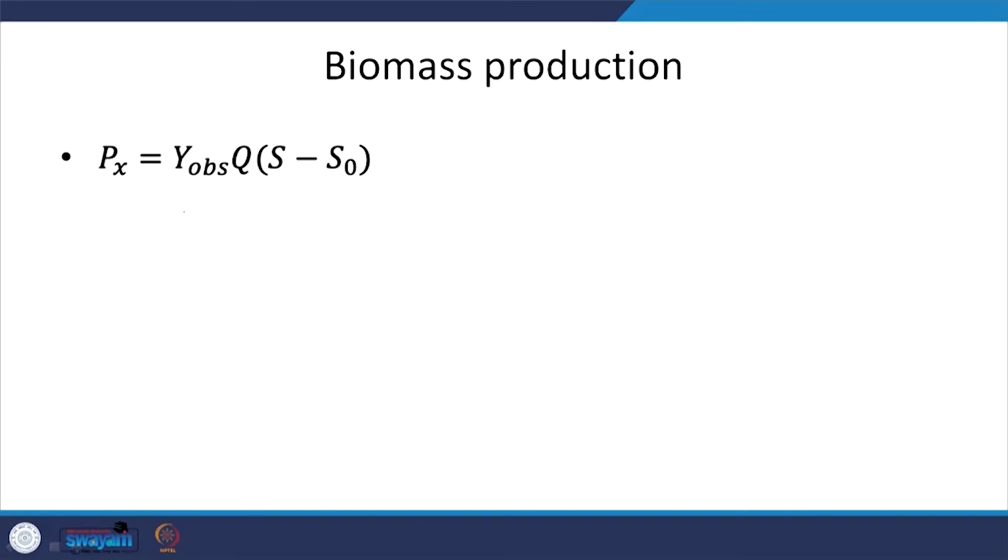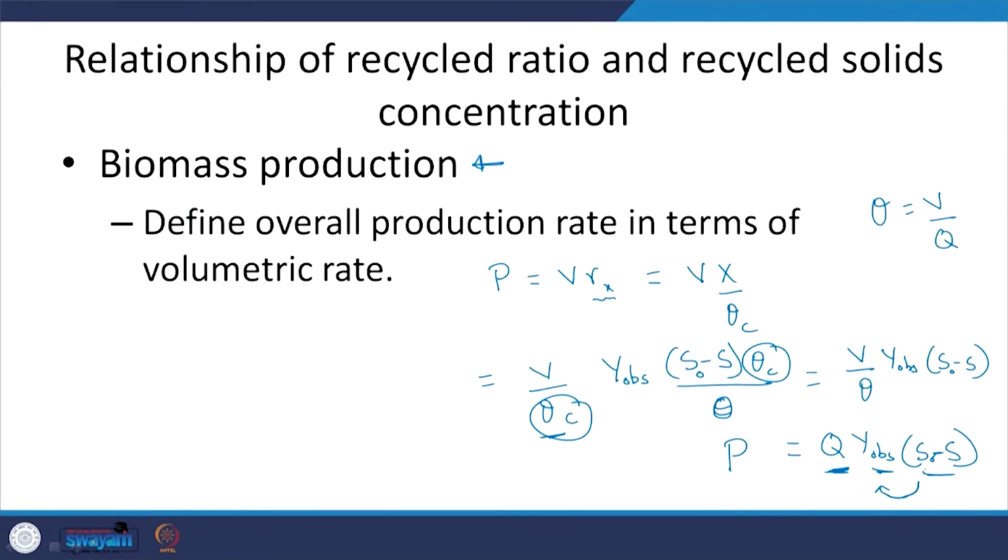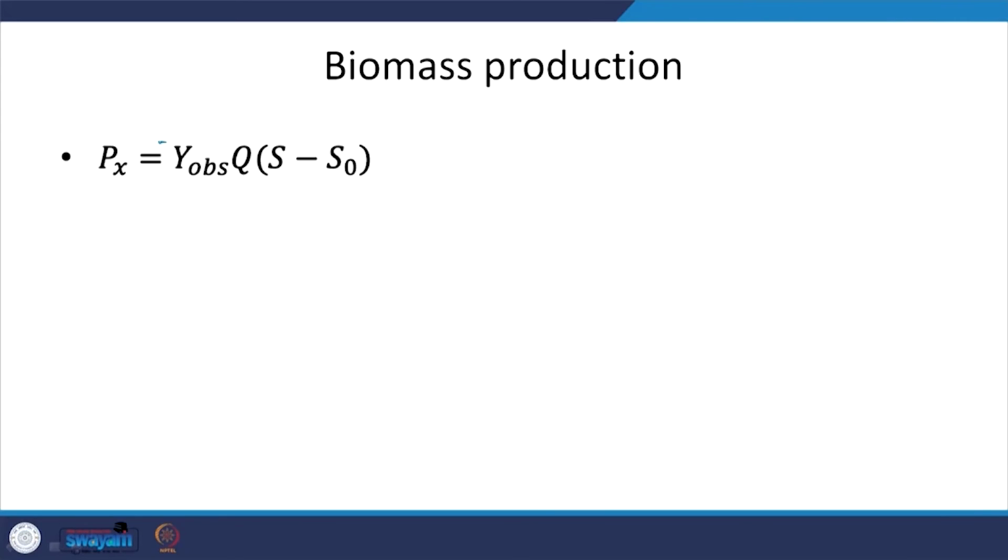So, we just looked at the equation. I think we got S naught minus S. So, probably the student made an error. It should be Px is equal to Y observed into Q into S naught minus S. Obviously, S minus S naught will be negative, and P observed, or the biomass production, can't be negative. We are having production of biomass, right. So, these are the terms.